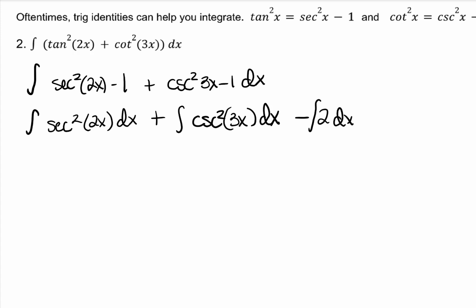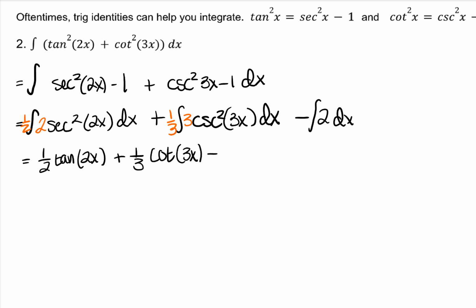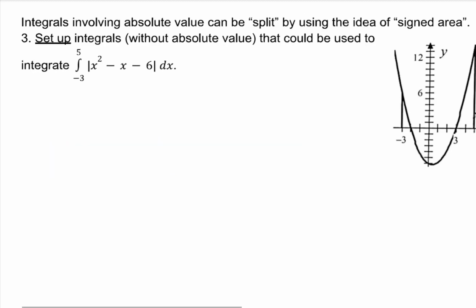The integral of secant squared is tangent, but it would be secant squared u prime, so we need a 2 and a 1/2 here and a 3 and a 1/3 here. And there's your answer.